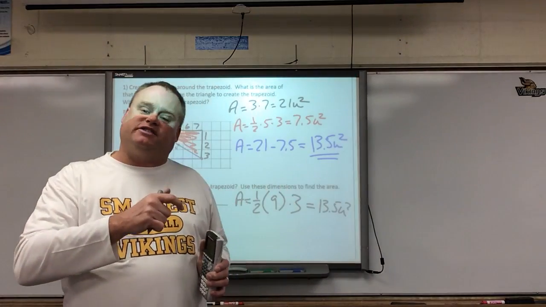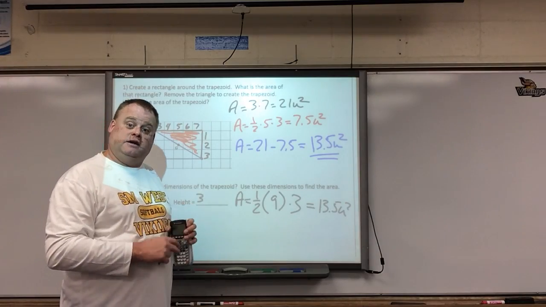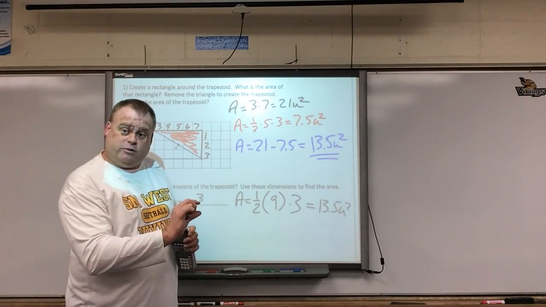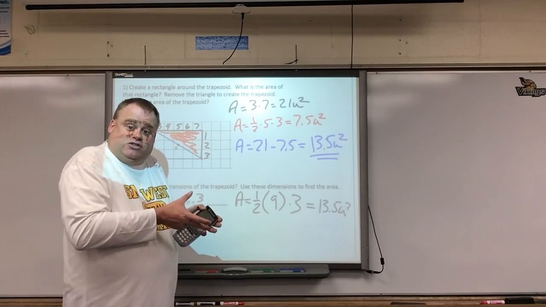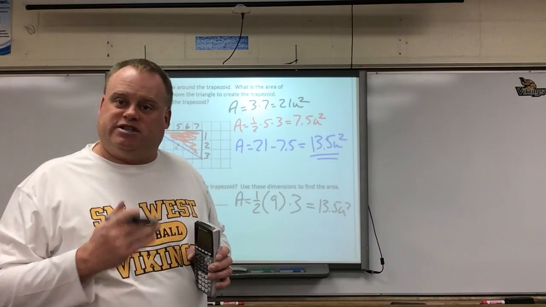okay? When they're off-centered, we've got to be able to do the shearing part, and that is create a rectangle around it, find the whole, subtract what you created. That gives you what you need, okay? But outside of that, if they're nice and neat, just count.